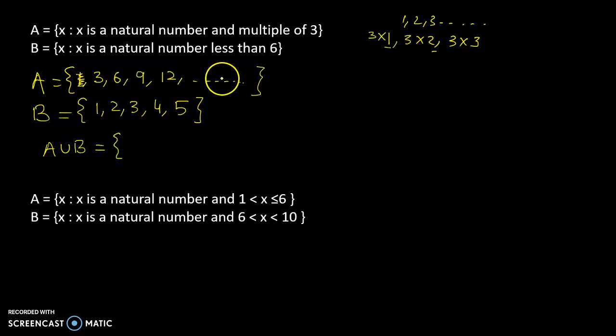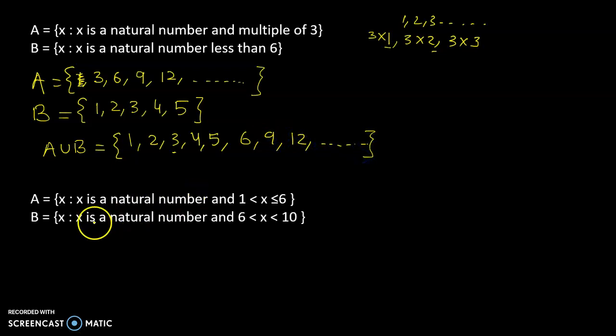In such cases where A is indefinitely large, how do you actually write the elements of this particular set? I will start with the one which has a countable number of elements in it. So I will write B: 1, 2, 3, 4, 5 are the elements of B, and then I'll start with A. The first element is 3, already covered. The second is 6, which is not there, and then after that 9, 12, and it continues. So that's how the union of these two sets can be covered easily.